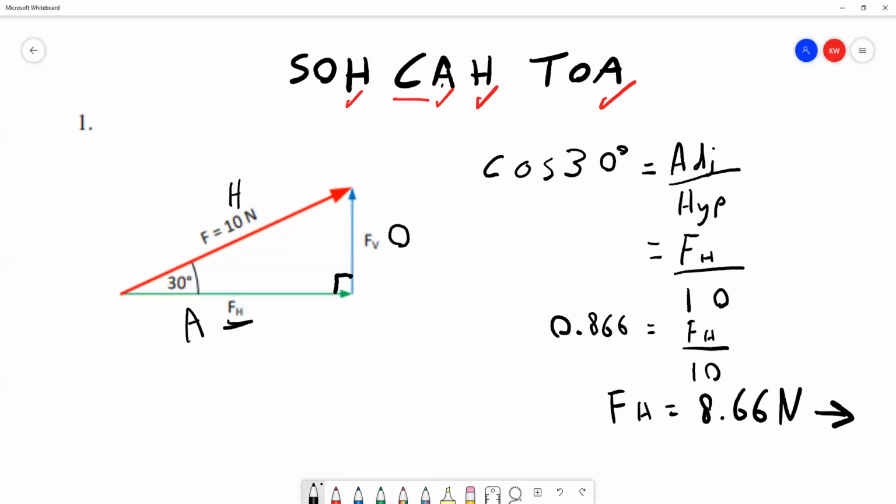So it would be okay for me to leave this as 8.66 newtons as long as any forces I had pointing in the opposite direction to the left had negative values. So that's how we find the value of FH. So I'll make a wee note of that on our diagram here.